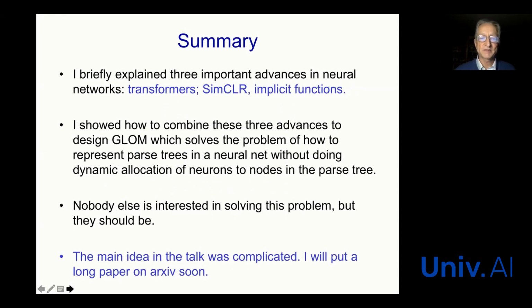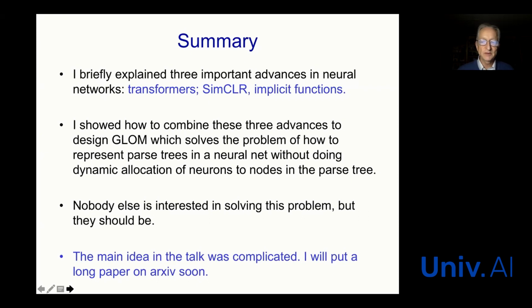So just to summarize, I explained three recent developments in neural networks. I explained them all very briefly and quickly. Transformers, which are very good for language, but now also very good for vision. SimCLR, which is very good for unsupervised learning of representations from images without labels. And implicit functions on neural fields, which allow you to have representations that generate different things in different positions. I very quickly outlined how you could use those three ideas in GLOM, and how you could use these islands of identical vectors as a representation of a parse tree.